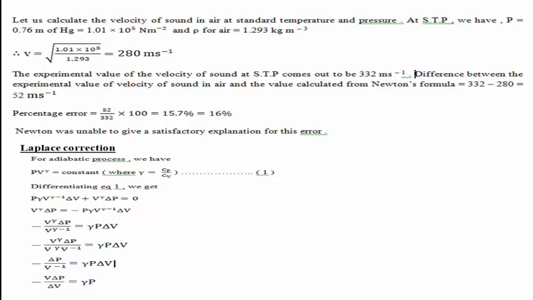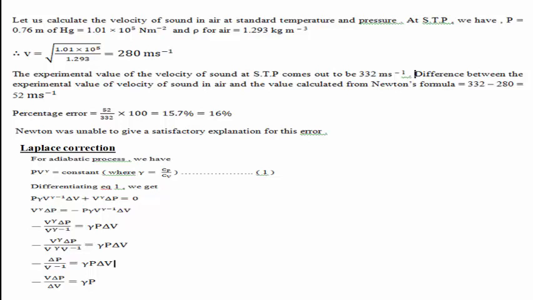In a single statement, Newton's assumption was wrong. According to Newton, when sound waves travel from one point to another, isothermal conditions are obeyed. But according to Laplace, when a sound wave travels from one point to another, isothermal conditions are not obeyed. An adiabatic process takes place when a sound wave travels through a medium like air.